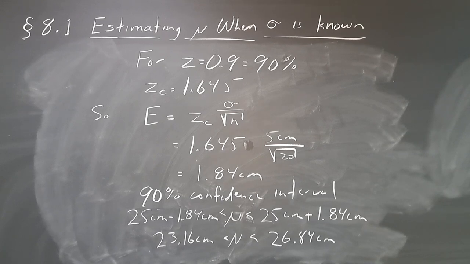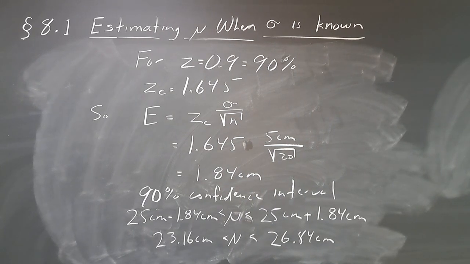Mu is somewhere in that range. We're 90% sure it's somewhere in that range based on our assumptions and the information that we got from our sample. Of course, the sample mean was 25 centimeters. That's where the 25 centimeters came from. And that's right in the middle of our confidence interval.